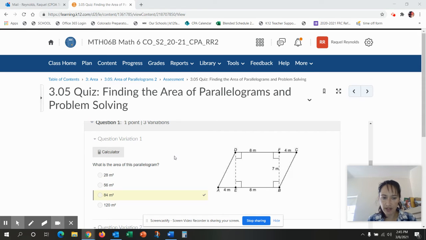Right here, they want you to find the area of the parallelogram. You can use your notes. The area of a parallelogram is base times height. How do we find the height? How do we find the base? Well, the height is that perpendicular. We look for those right angles, and the base is where it's going to hit. In this case, either one is going to work, but the height is definitely 7.